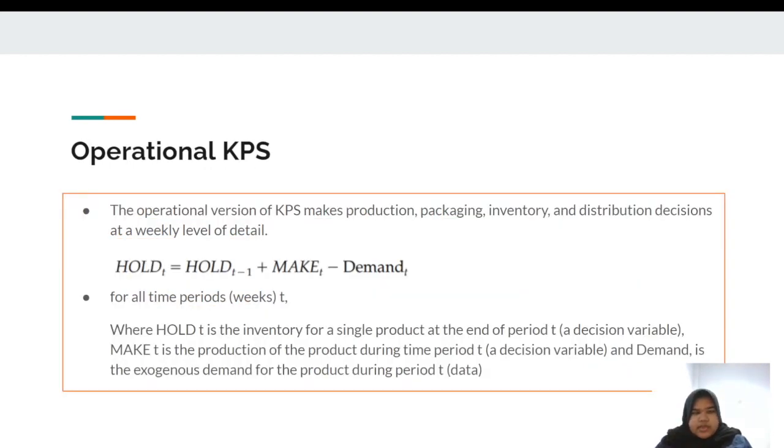So this is the operational KPS. The operational version of KPS makes production, packaging, inventory, and distribution decisions at a weekly level of detail. There is the formula: hold T = hold T minus 1 plus make T minus demand T, for all time periods in weeks, where hold T is the inventory for a single product at the end of period T, make T is the production of the product during time period T, and demand is the exogenous demand for the product during period T.